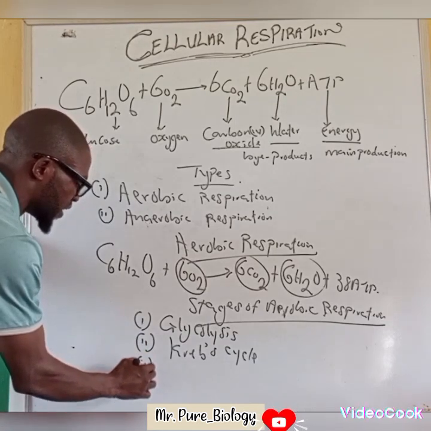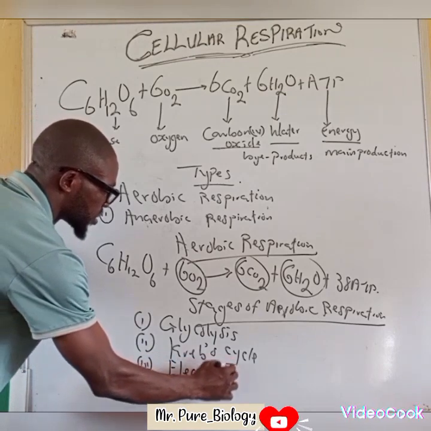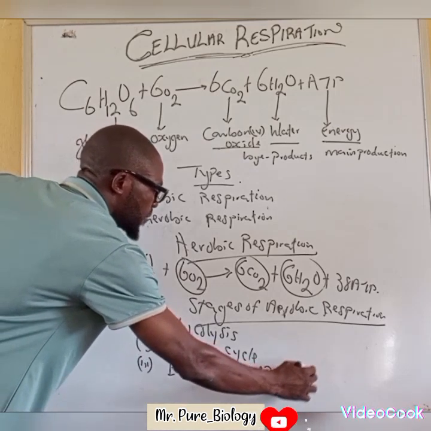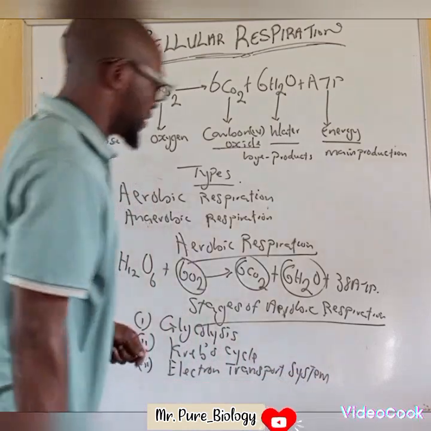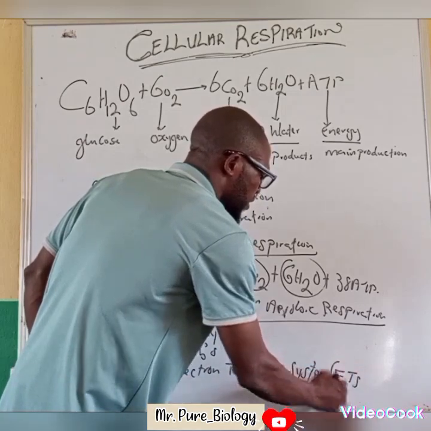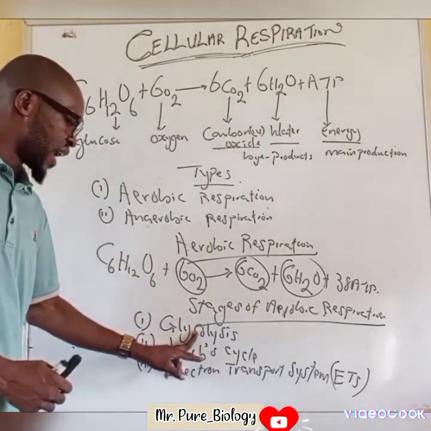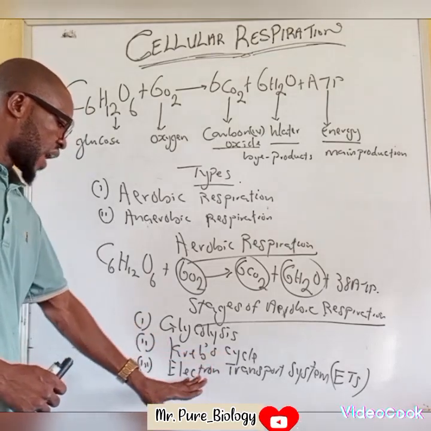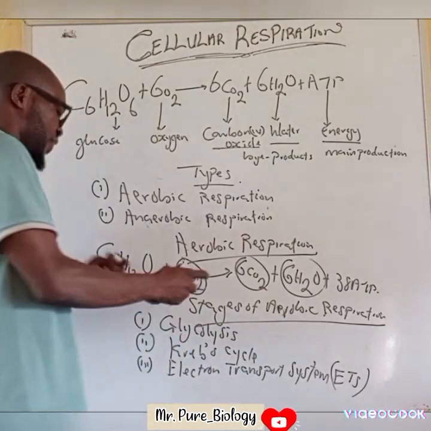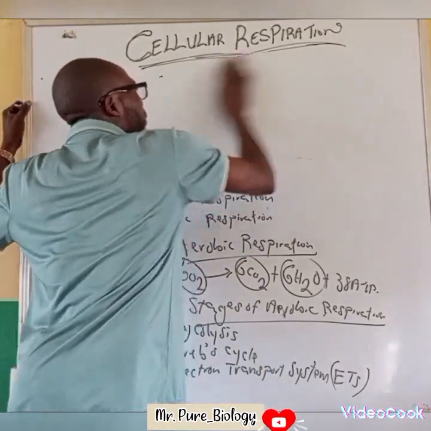Number three is the electron transport system, simply called ETS. So these are the three stages of aerobic respiration. The first one is glycolysis. We have the Krebs cycle and the electron transport system. Let's now look at each one after the other. We are going to glycolysis now. Let's look at glycolysis.